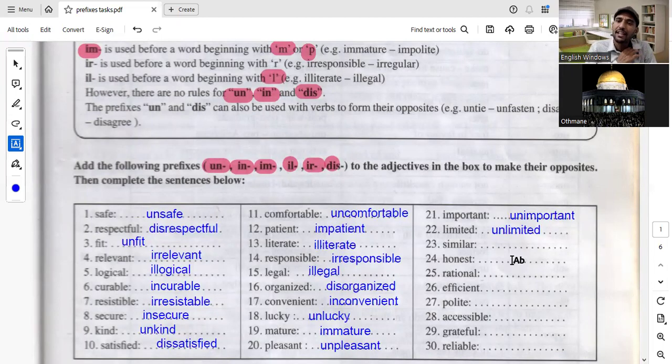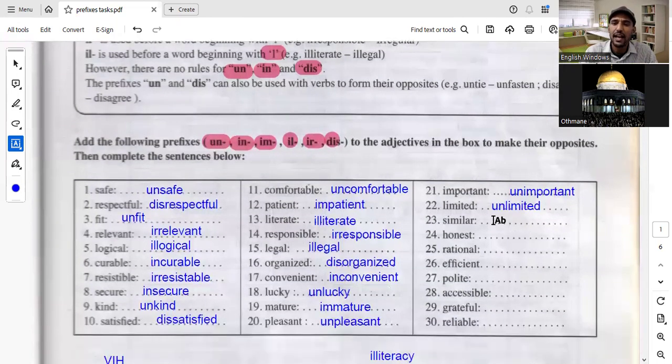So here we add UN, right? Unlimited. There are unlimited opportunities, job opportunities, for instance, in the West, in Europe and America. Or this version of the software is unlimited, meaning there are no restrictions, right? Good, or limitations. Similar.